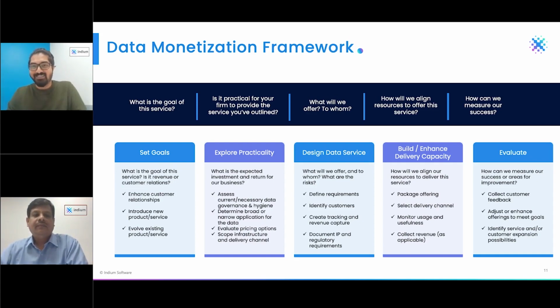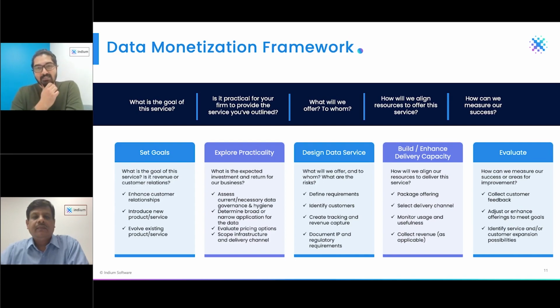Next is the practicality, right? What data do I have? Do I have the right kind of governance in place? Is this first of all possible? So, for example, you know how GDPR played a massive role in reshaping the usage of data in Europe. So we also have to look at those practicality issues.